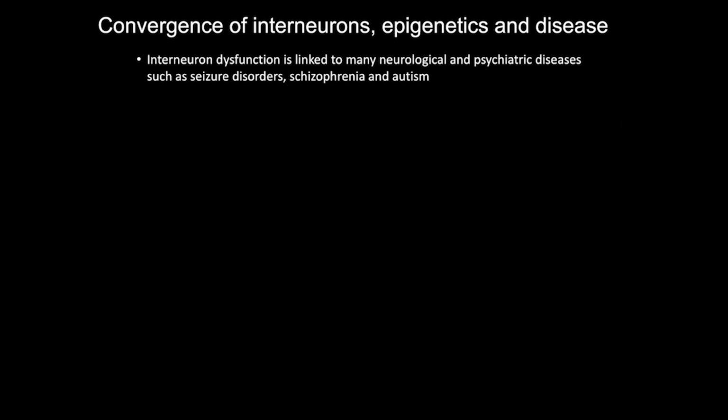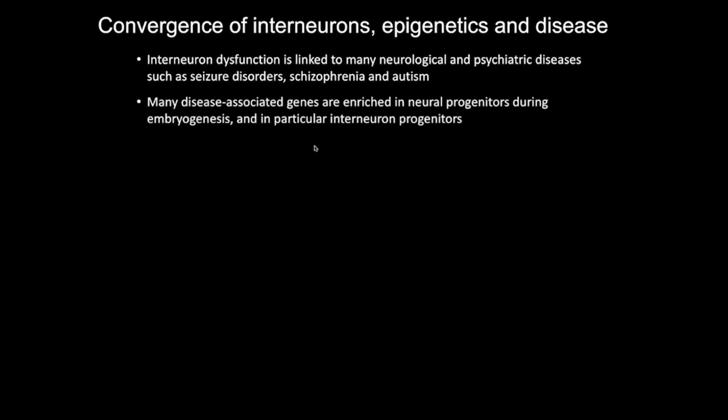Now, my lab recently has been focused on the role that epigenetics, or gene regulation, plays in formation of interneurons and its role in normal development and disease, for a variety of reasons. First of all, there's significant evidence in the literature that dysfunction of GABAergic interneurons is related to both neurological and psychiatric diseases, such as seizure disorders, epilepsy, schizophrenia and autism, bipolar disorder, and a wide variety of diseases.